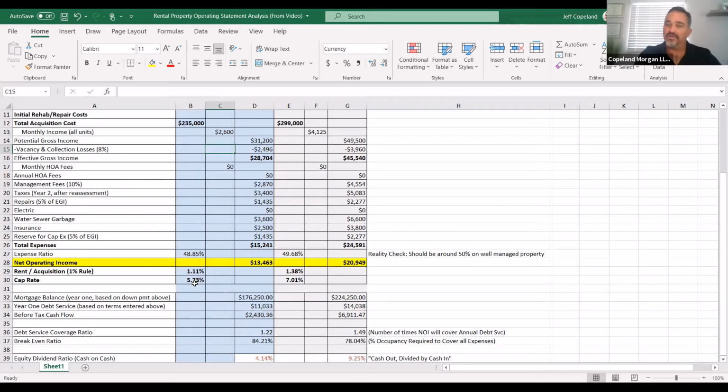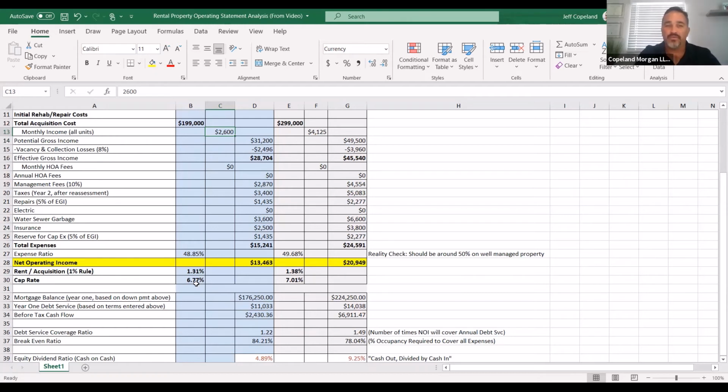Oh, now we're at a 5.7 cap rate. Well, what if we got it for $199 and we got the rent up to $1,300 a month? And I'll look at that. Now I'm at a 6.7 cap rate. I could sell this all day long at those numbers.